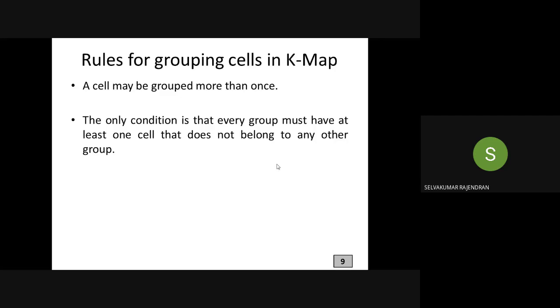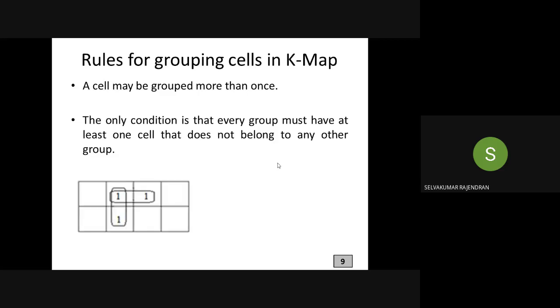If you are grouping ones as a single group, for example group A, that group should have at least one minterm that does not belong to any other grouping. In this example, this cell is common to both groups, but this one belongs only to this group and this one belongs only to the other. So this particular cell is common to two groups.